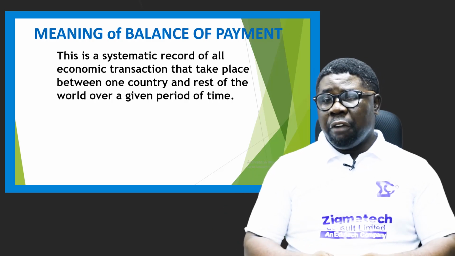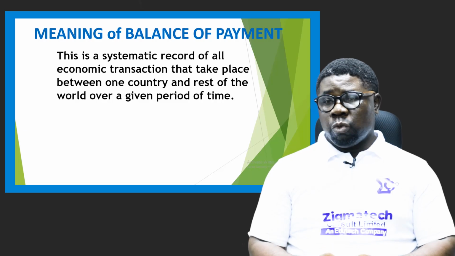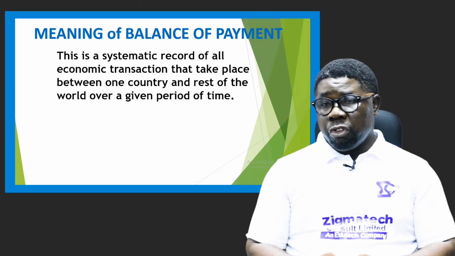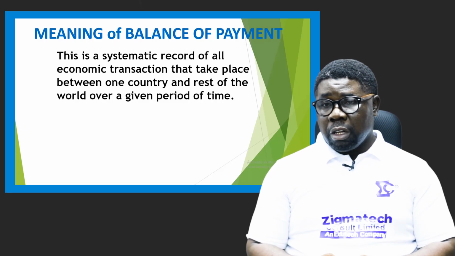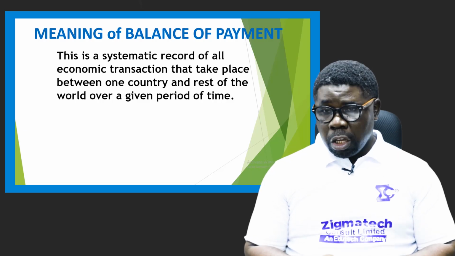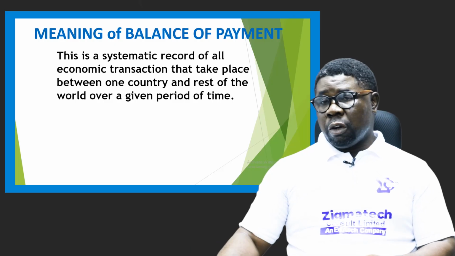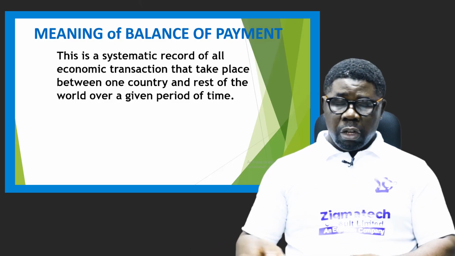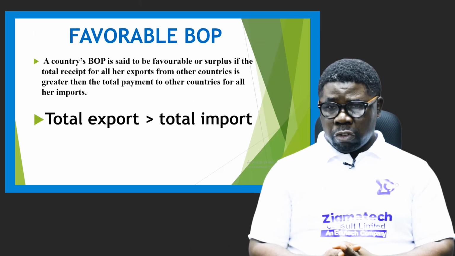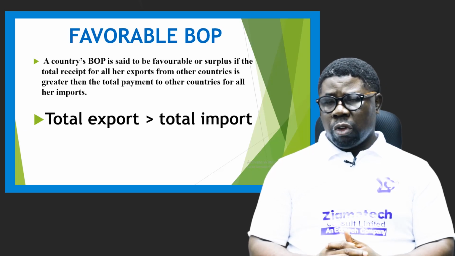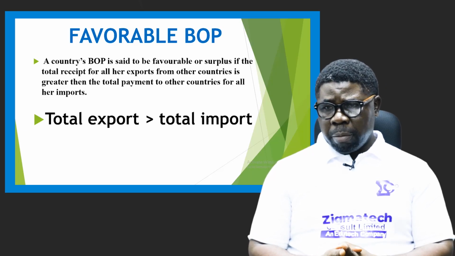So now we'll have what? Balance of payment, which is what? The relationship between a country's total receipt for our exports and payment for our what? Imports. That's what we call balance of what? Payment. So take that down. We have two types. One is what? Favorable or surplus. All right? I call it favorable or surplus balance of payment.